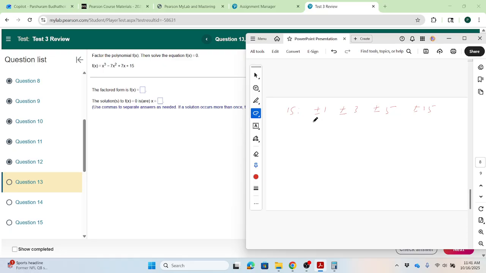So we start with the 1. A 1, that's not going to be the answer. Let's say negative 1.